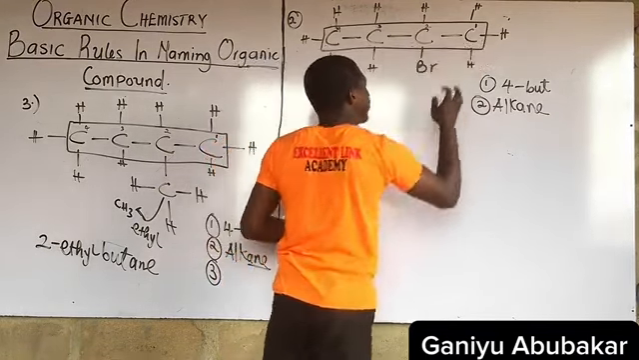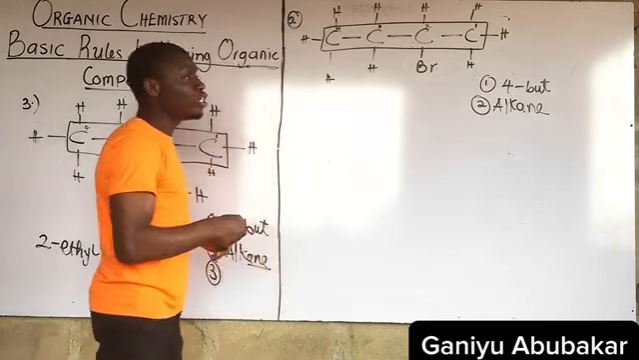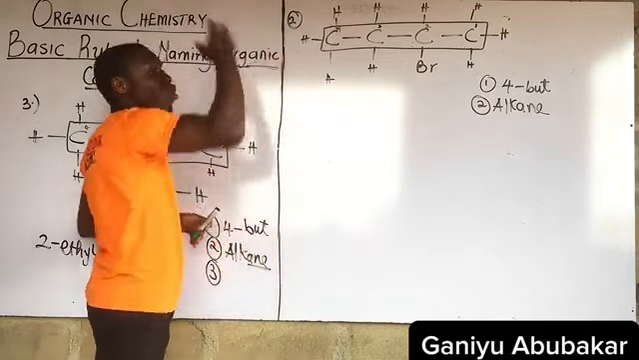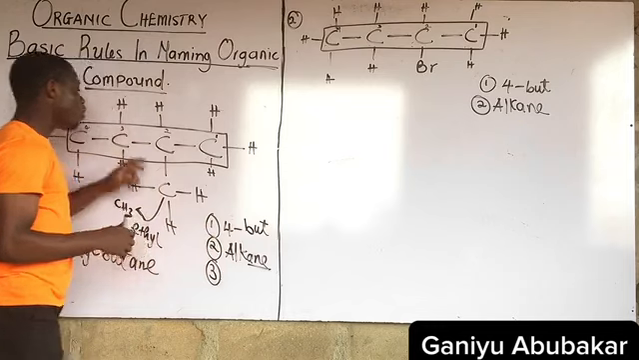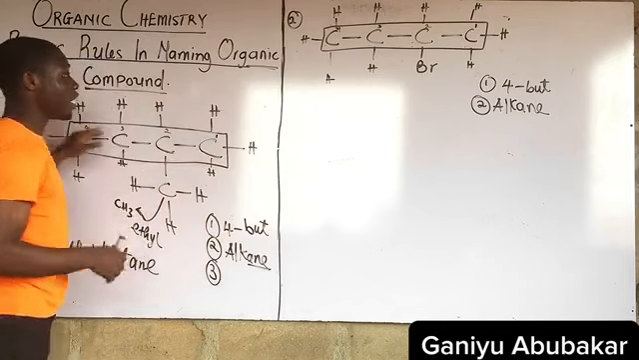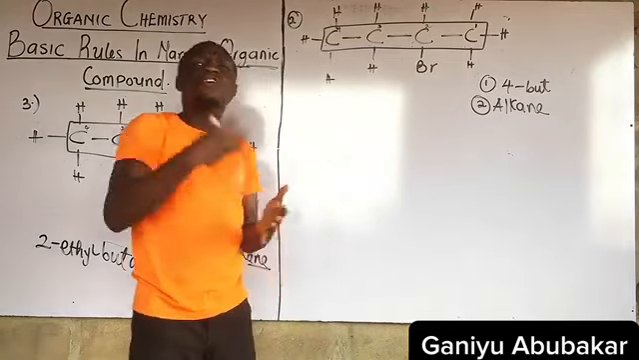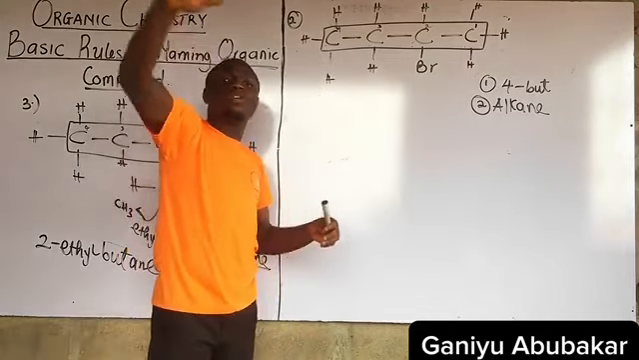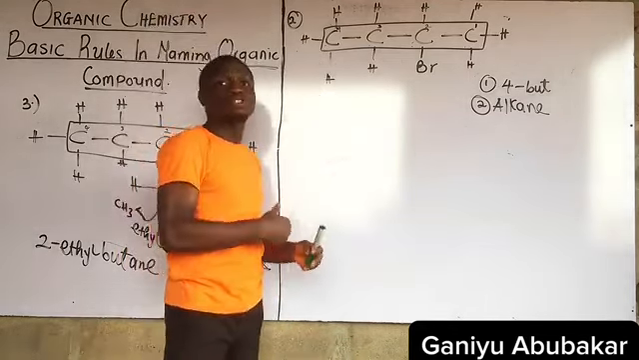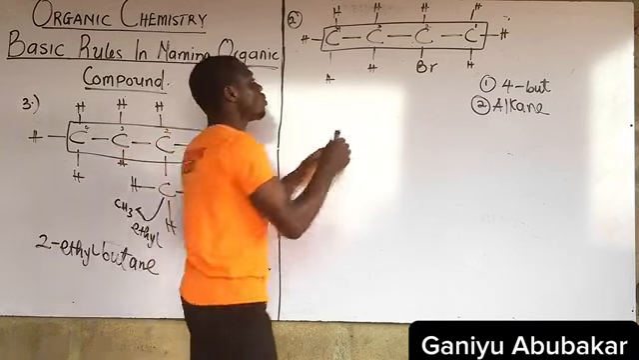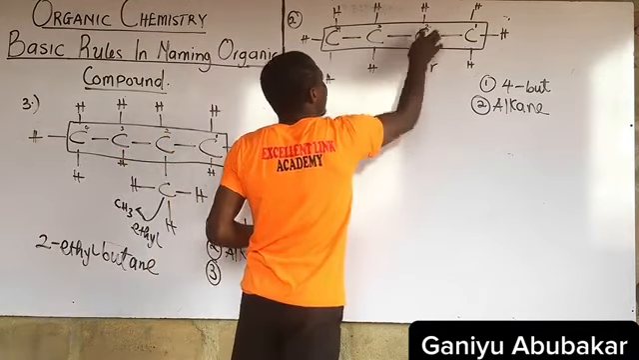Lower numbering. Does not mean that it's always upper or lower numbering that works all through. Look at this one now. Lower numbering works here. Look at this one now. Lower numbering works here. Does not mean that every organic compound goes with lower numbering. No. In some cases, it might be what? Upper numbering. So for this one now, I'm having two bromine here.